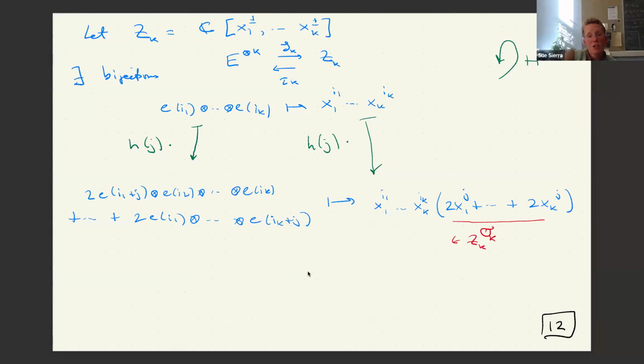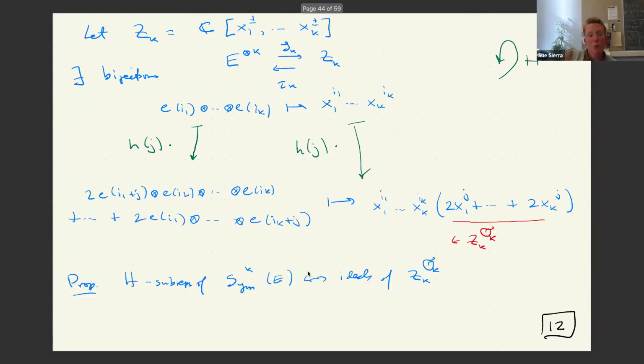So I've just talked about the action on E tensor k, but when you look at what happens at the subspace Sym^k of E, which is the symmetric stuff inside E tensor k, then H subrepresentations of Sym^k of E under this bijection correspond precisely to ideals of symmetric polynomials, because acting on an element by something in capital H corresponds to multiplying that element by a symmetric polynomial. So the H structure on Sym^k of E is really nice. It's just ideals in this well understood nice commutative ring.